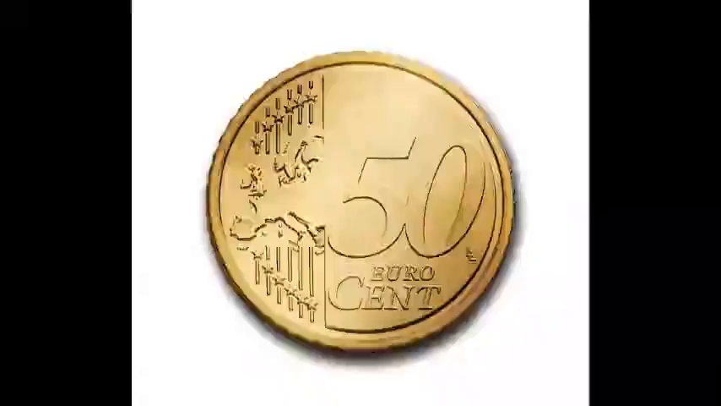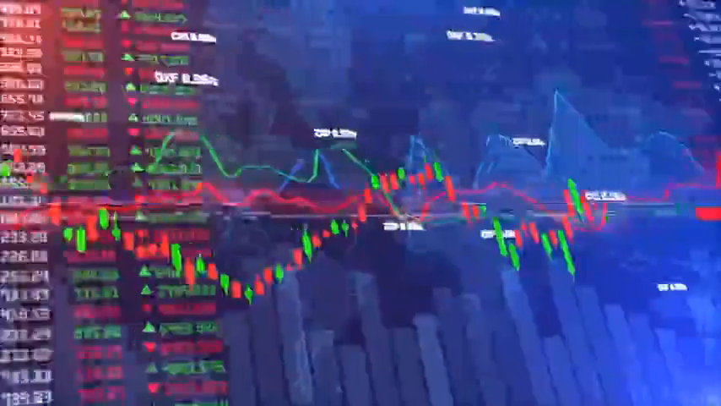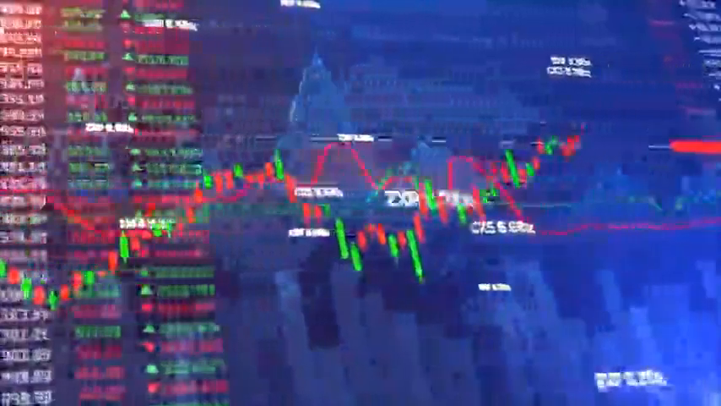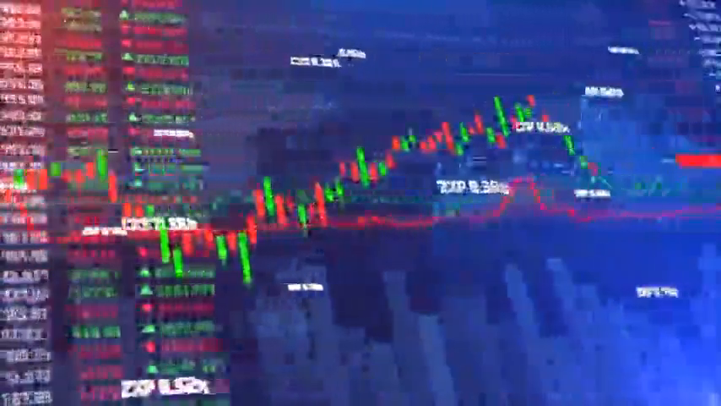So, with those things in mind, let's dive into the steps for how to invest in stocks as a beginner. Step 1. Open a brokerage account. In order to invest in stocks, you'll need to open a brokerage account. There are many different online brokers to choose from, each with their own strengths and weaknesses. Do your research and choose one that suits your needs and budget.